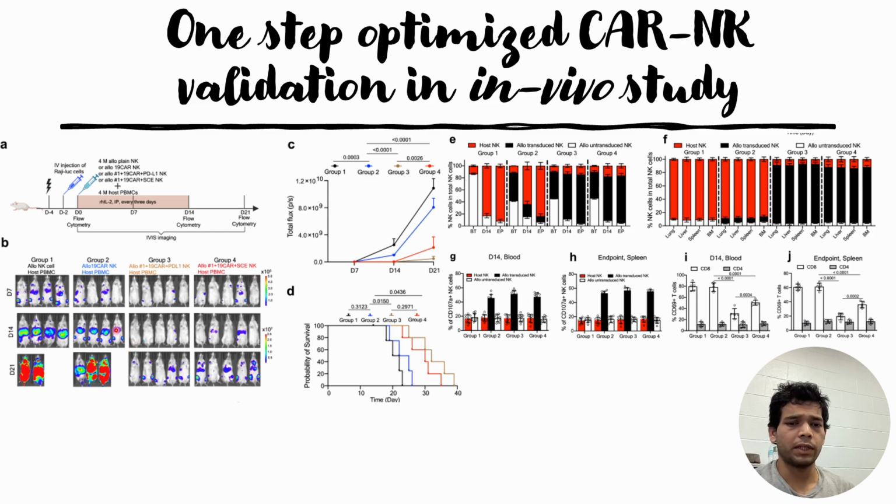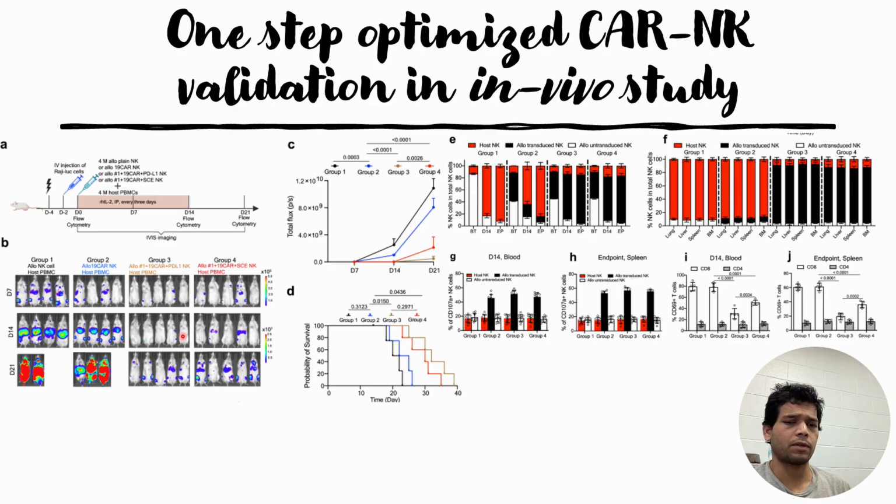And what they are able to see is that in the case of group 1 and group 2, they see a rise in the tumors from the IVIS imaging, but for group 3 and group 4 they see reductions in the tumors. One more thing that I forgot to mention: the Raji cells that they injected into the mice are luciferase conjugated, so they are able to see the luciferase signals if the tumors grow.